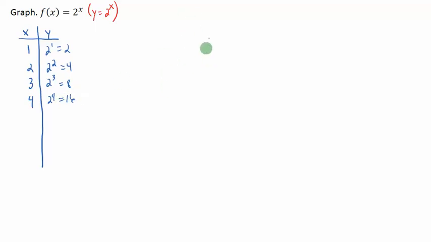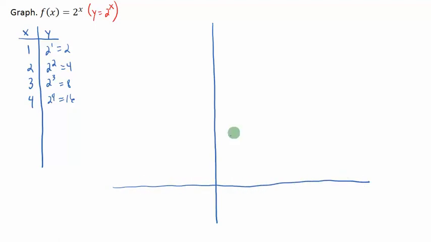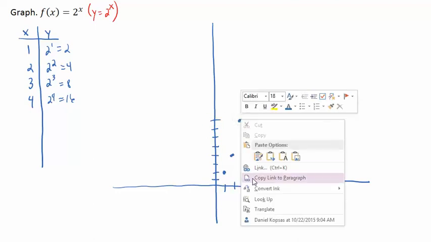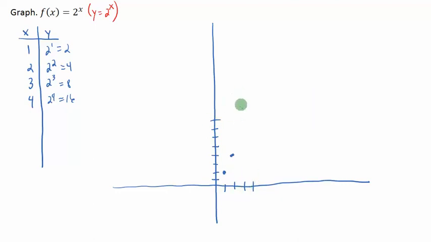And if you were to look at a graph of that, when x is 1, y is 2. When x is 2, y is 4. When x is 3, y is 8. When x is 4, y is 16. I'm not going to put the tick marks here now. It's just up here basically. And so you could label these ordered pairs as (1, 2), (2, 4), (3, 8), (4, 16).